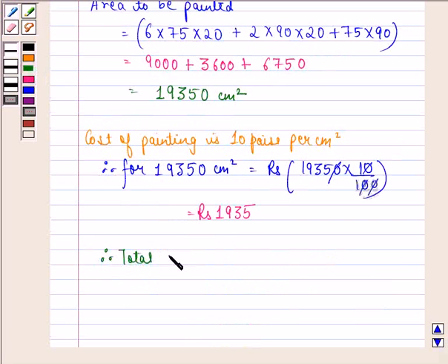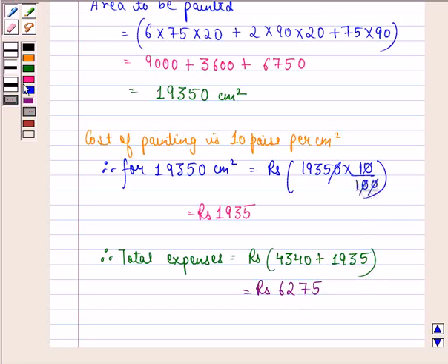Therefore, total expenses is equal to rupees 4,340 plus 1,935, and that comes out to be rupees 6,275. So we see that our answer to this question is that the total expenses required for polishing and painting the surface of the bookshelf is rupees 6,275.